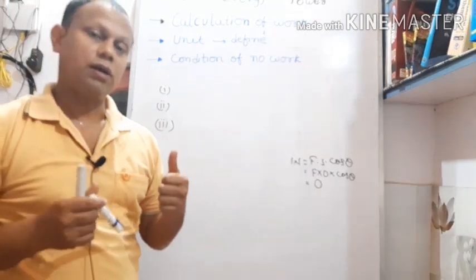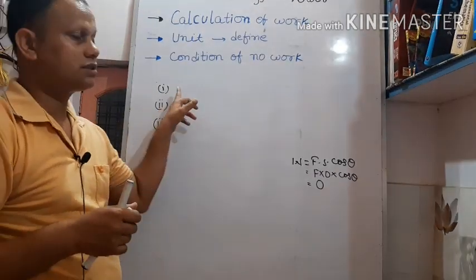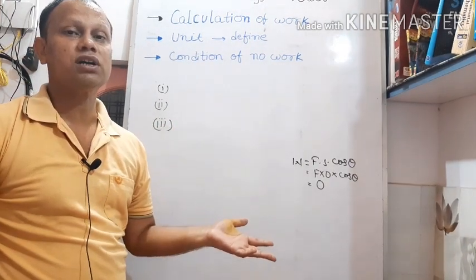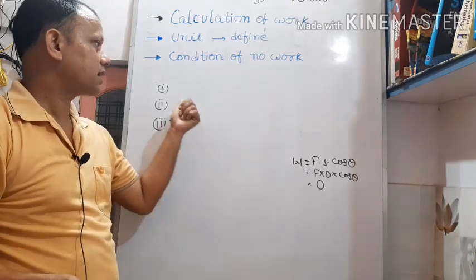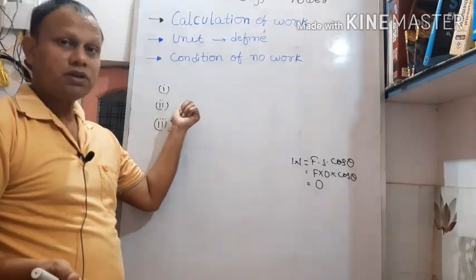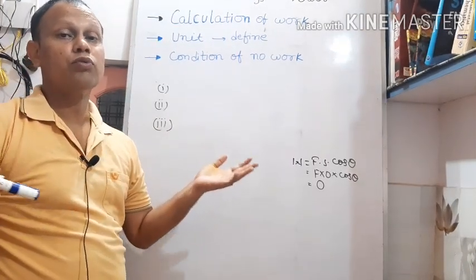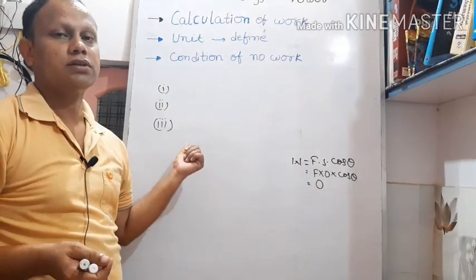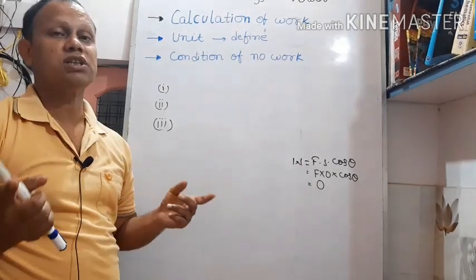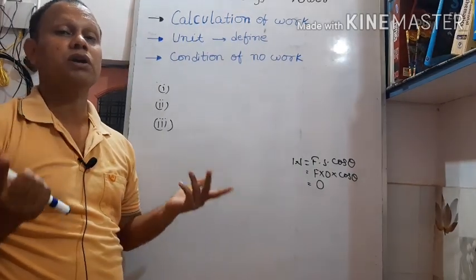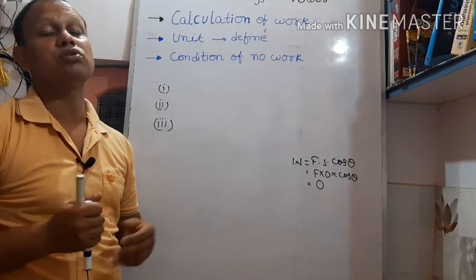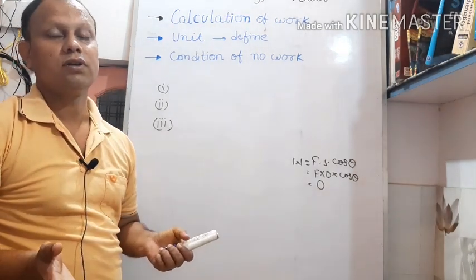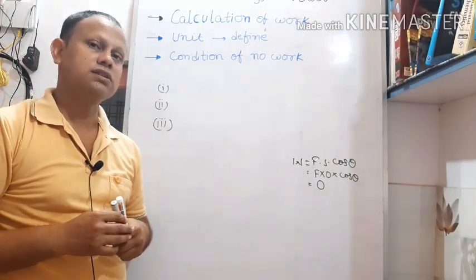So again I am repeating. First situation, force is there, but there is no displacement due to that force. Second, displacement is observed, but no force is acting, for example uniform motion. And the third, when the force and displacement are perpendicular to each other. In that situation also, force cannot do any work. Okay, that is all for today's class. Thank you very much.